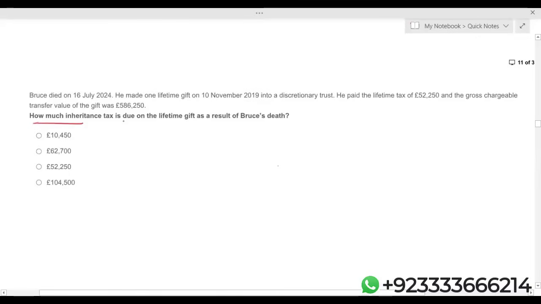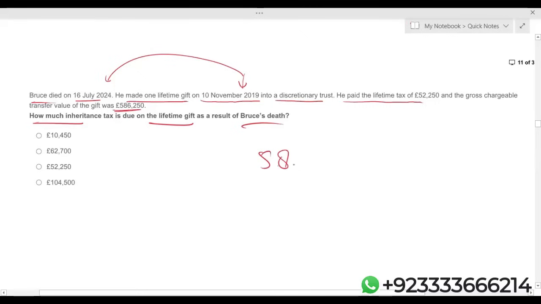How much inheritance tax is due on the lifetime gift as a result of Bruce's death? Bruce died on 16 July 2024. He made one lifetime gift on 10th November 19 into a discretionary trust. If you count the time period from 19 till here, he died within 7 years. He paid the lifetime tax 52,250 and gross chargeable transfer was this, 5,86,250, simply nil rate band.